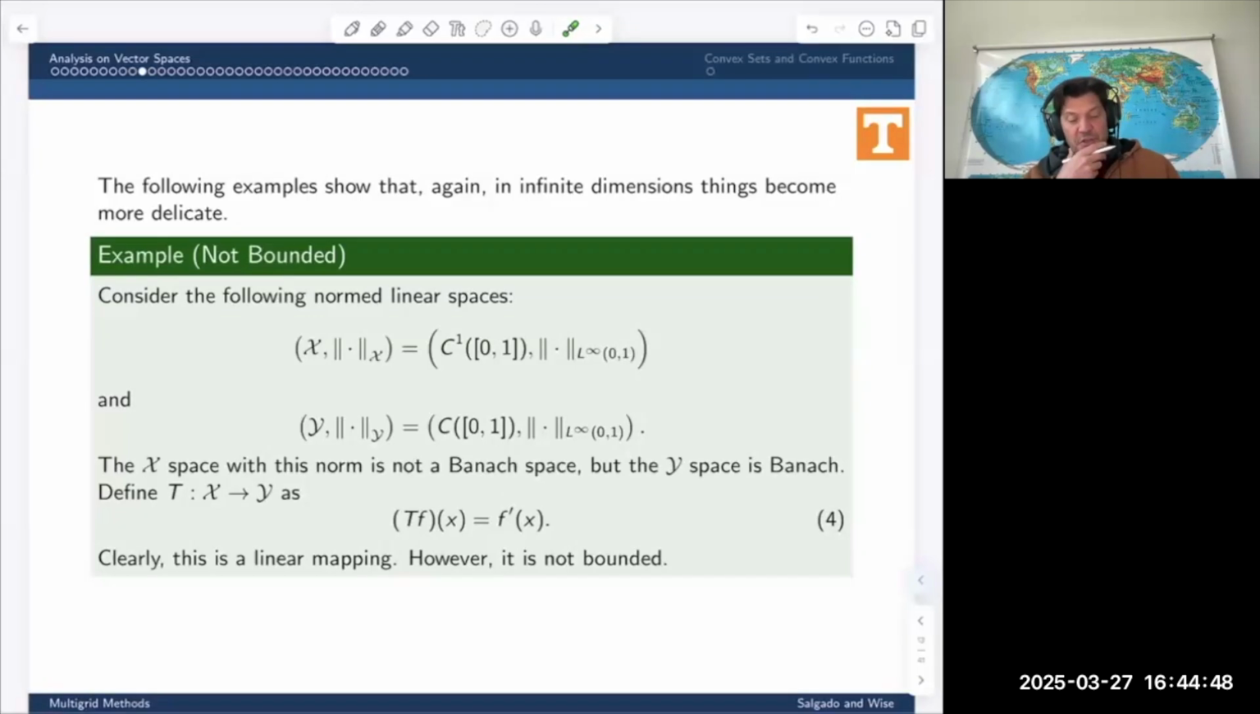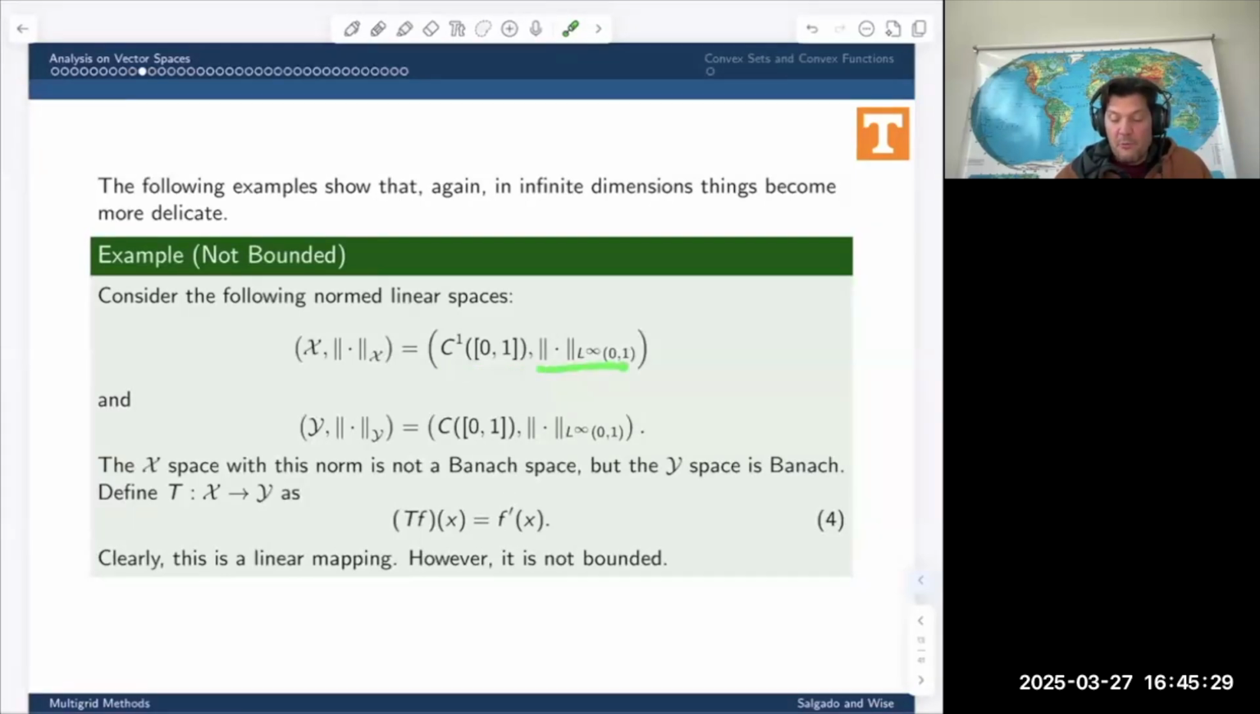So the following examples show that in infinite dimensions, things can become a little more delicate and we have to take more care. So let's consider the following spaces. I'm going to take for my X the C1 functions on the closed interval 0 to 1, and for the norm on that space, let's take the L infinity norm. These are functions that are differentiable and have a continuous derivative function.